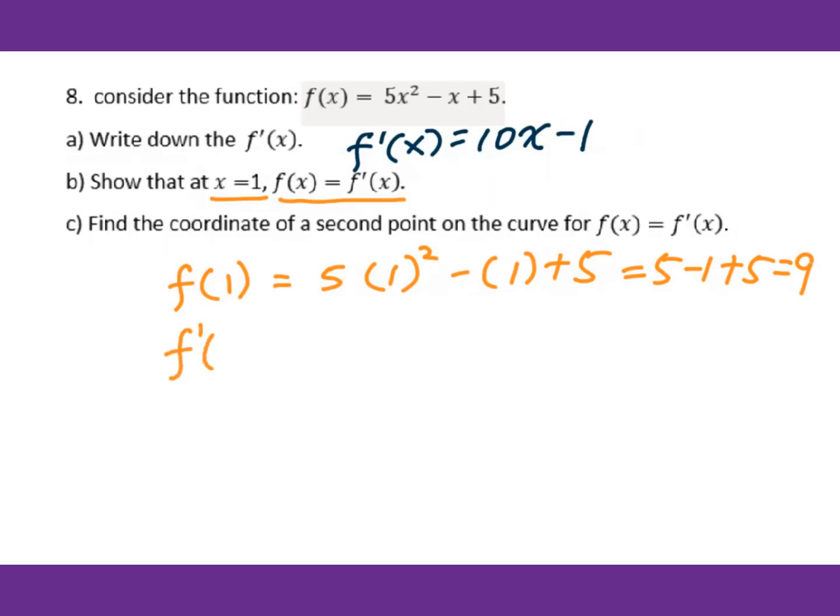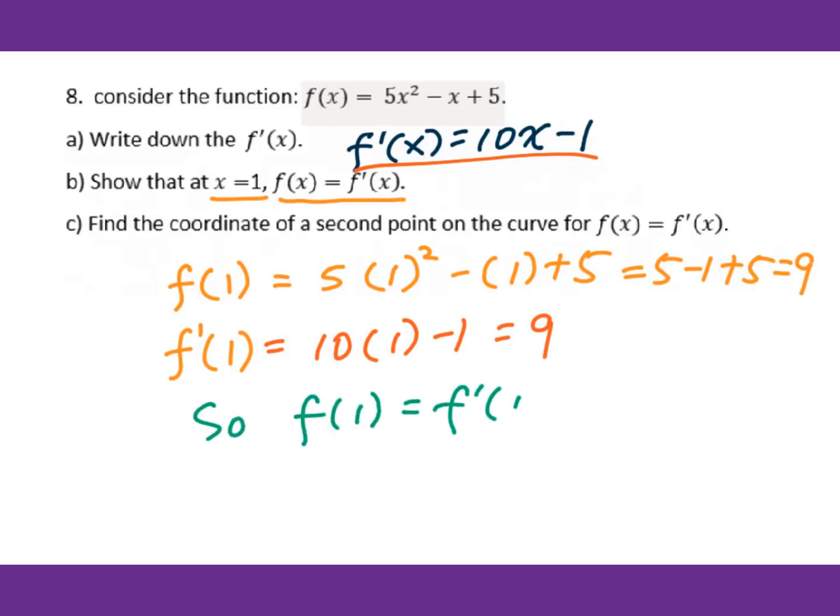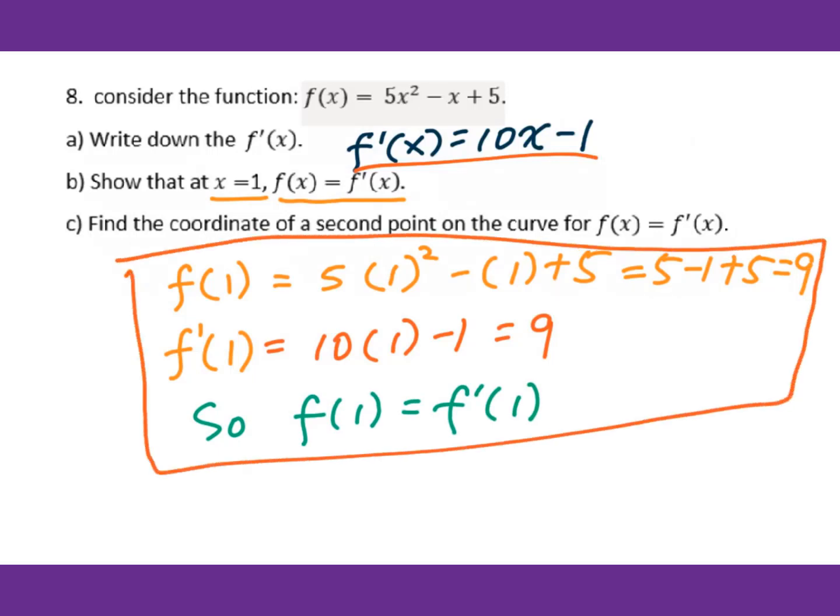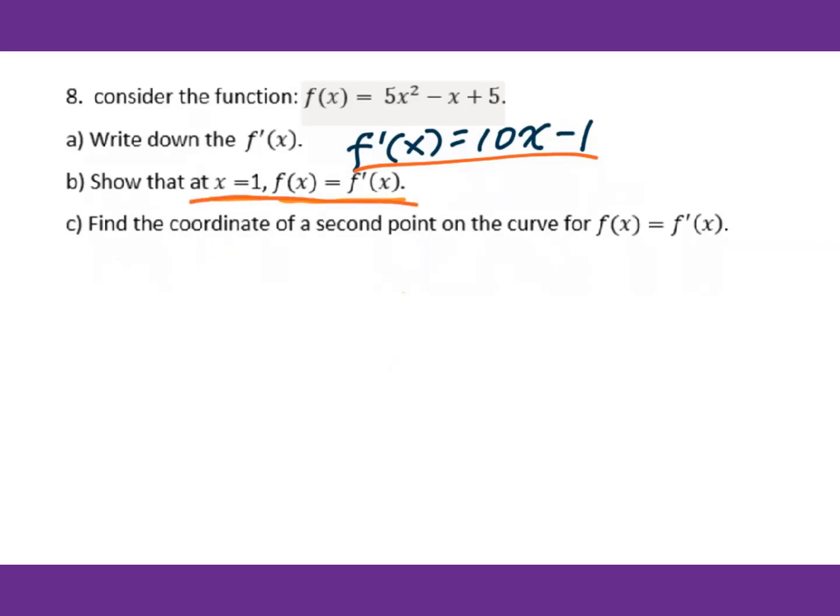Then we plug 1 into this gradient function. You will get 10 times 1 minus 1 equals 9. So we have f of 1 equals f prime of 1. This is how you prove at x equals 1, f of x equals f prime of x. Go to C. Find the coordinate of a second point. That means it's not x equals 1. We need to get another coordinate on the curve for f of x equals f prime of x.